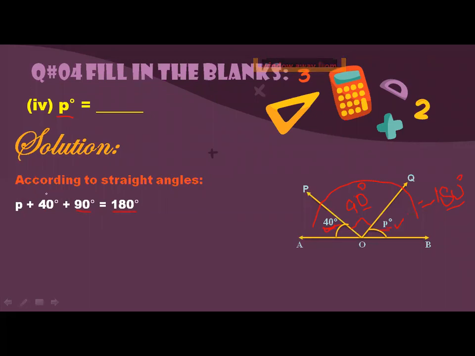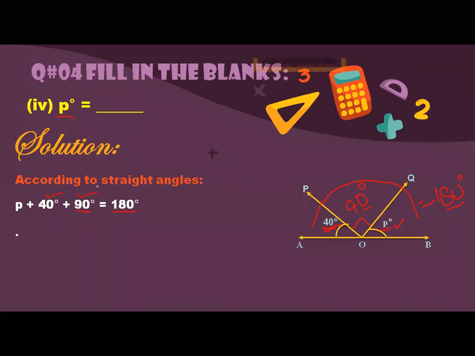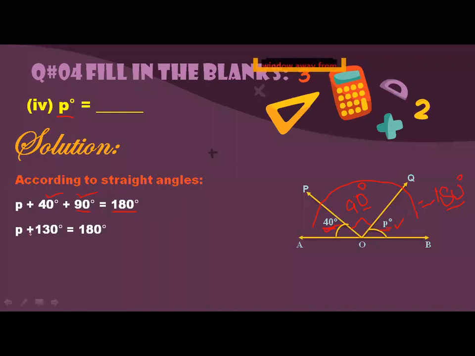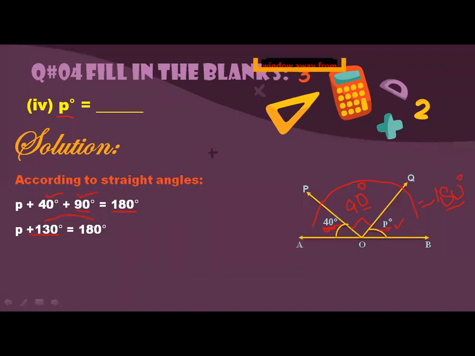Now what you are going to do, you are going to add this 40 and 90 in the next step. So 40 plus 90 will be equal to 130. And then you are going to subtract this 130 from 180. So in the next step, you will write 180 minus 130, and 180 minus 130 will be equal to 50 degree. Is it clear?